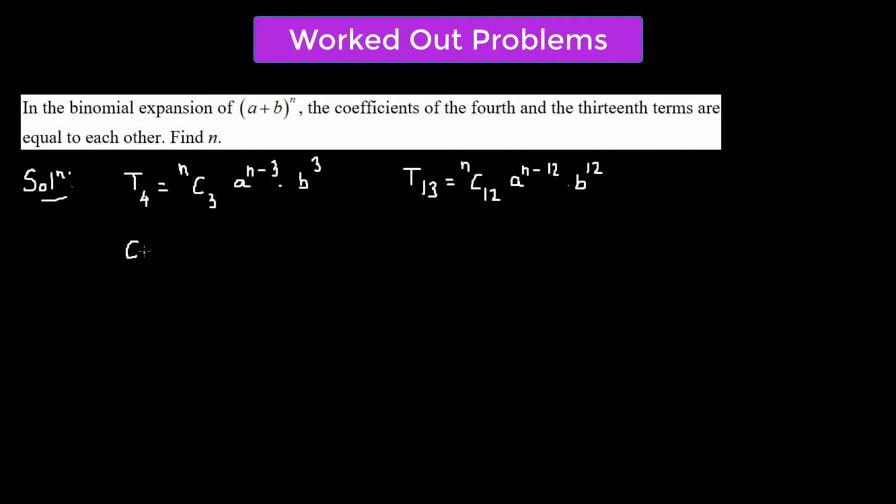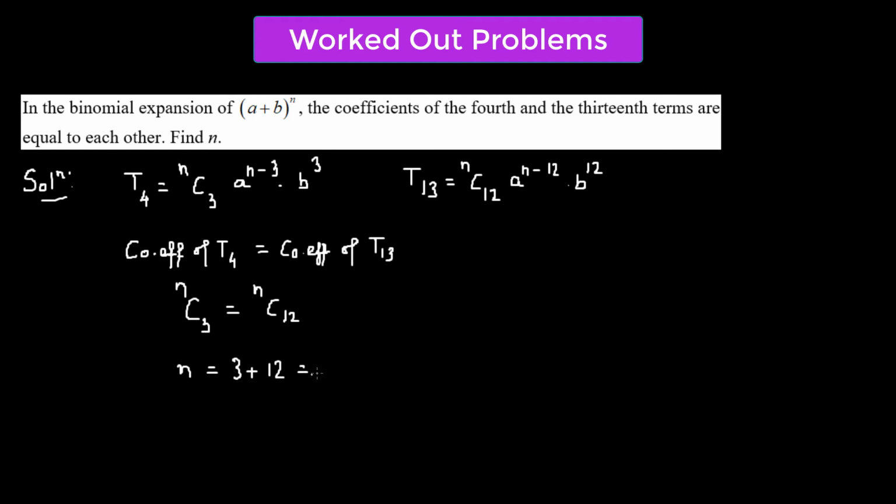Now it is given that the coefficient of T4 is equal to the coefficient of T13. So that is to say that nC3 is equal to nC12. Now when they are equal, we can say that n must be equal to 3 plus 12. So that gives us 15. So that is the value of n. Let's move on to the next question.